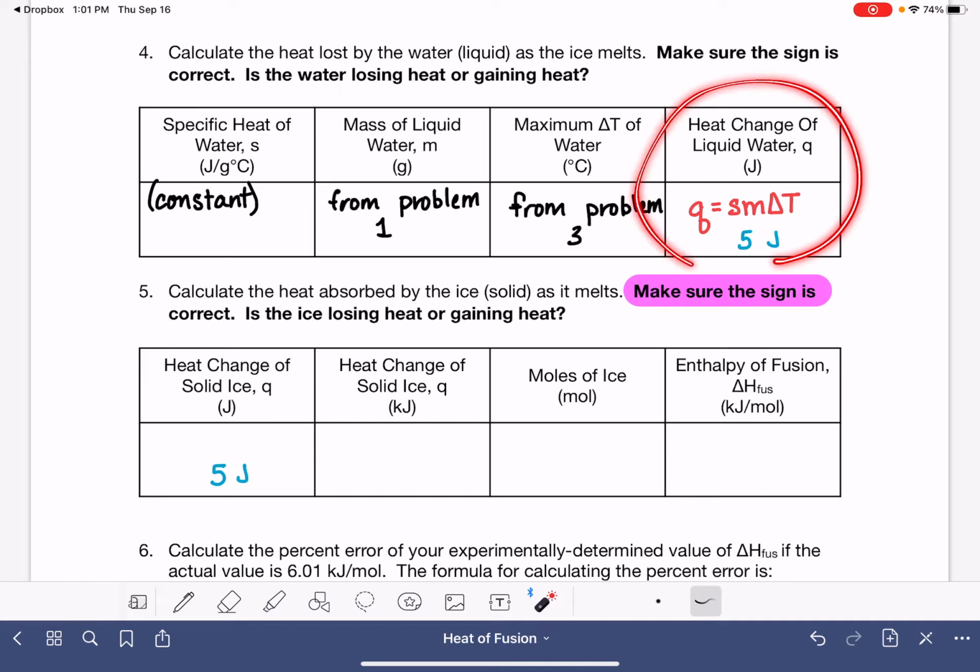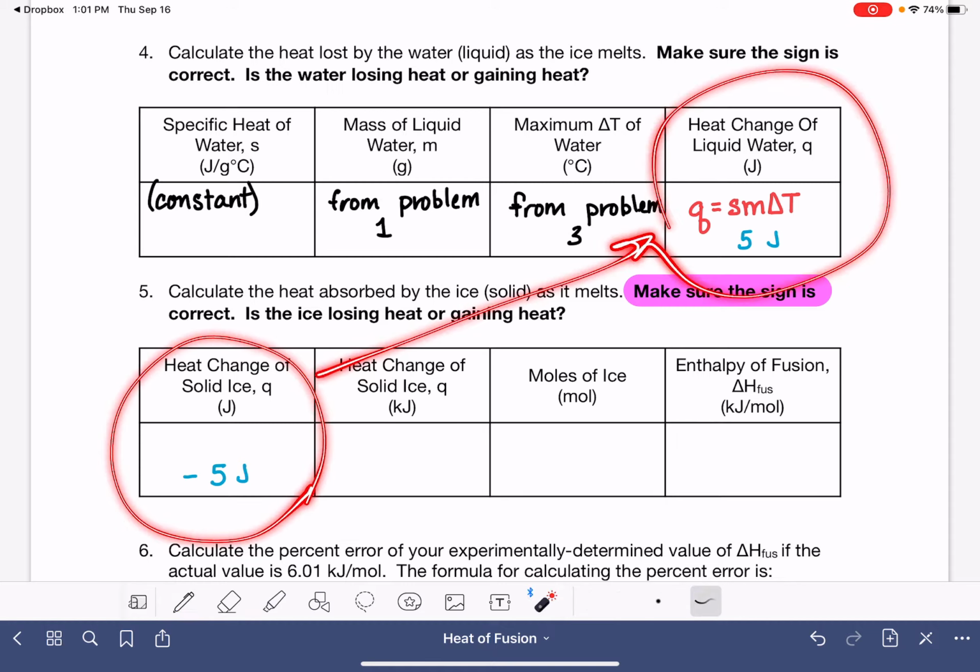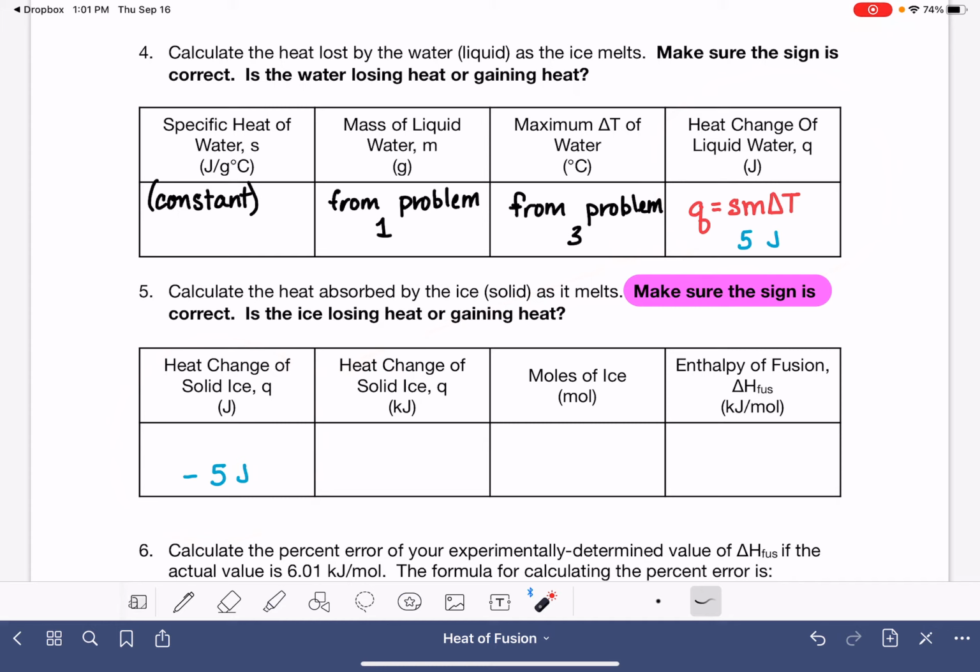So if this is a positive 5 joules, this guy down here needs to be a negative 5 joules, because if heat is being lost by one substance, it's being absorbed by the other, or vice versa. So the number value will be the same, but the sign will be opposite. And I'm going to erase that 5 joules because I don't want anybody to get confused and think that's what it's supposed to be. Next, you're going to convert the joules into kilojoules using your conversion factor.